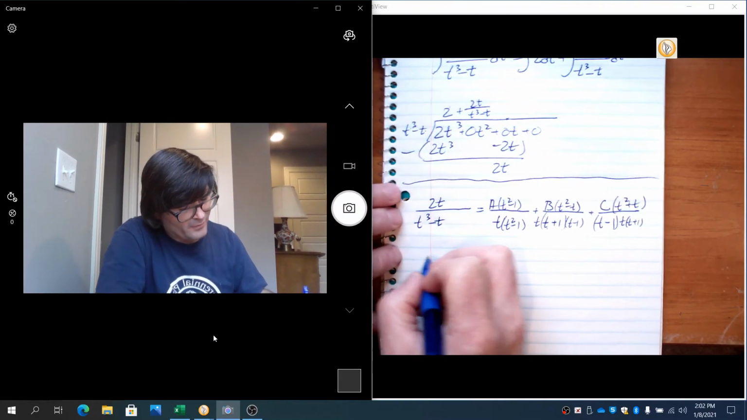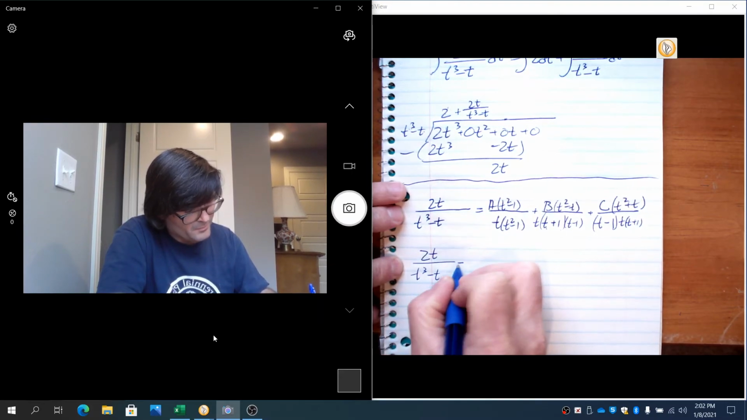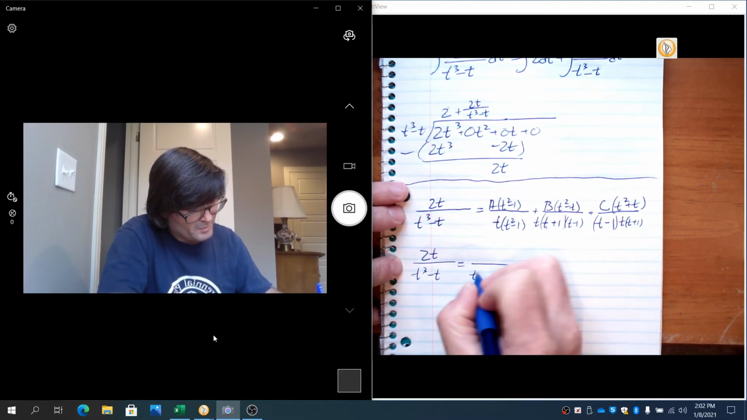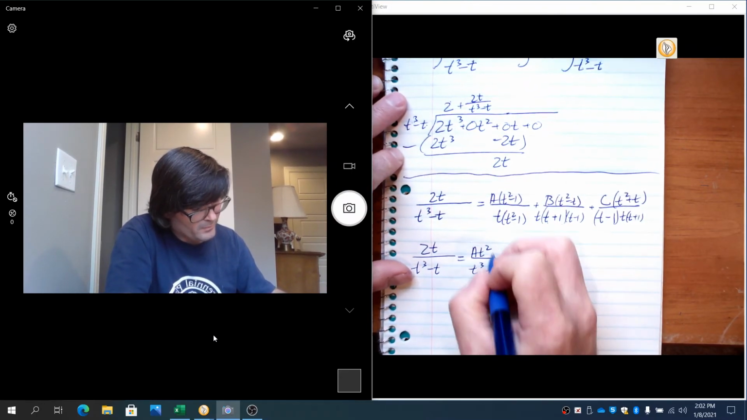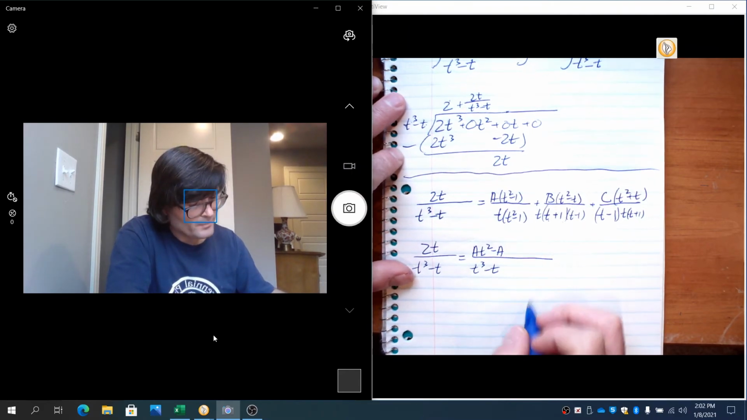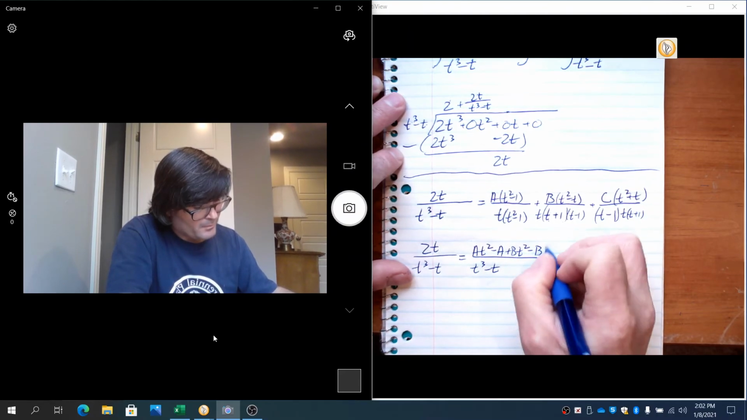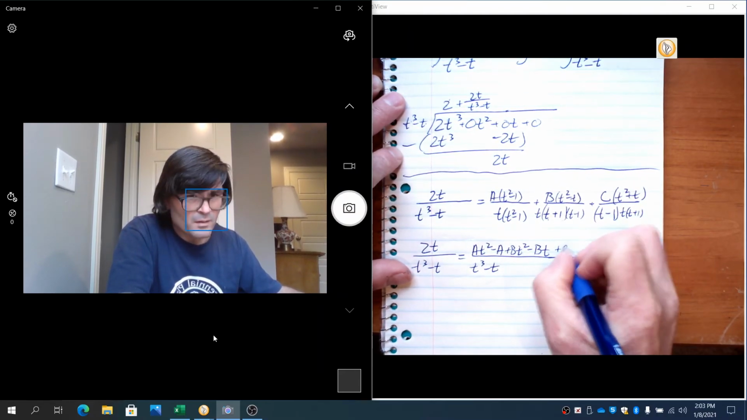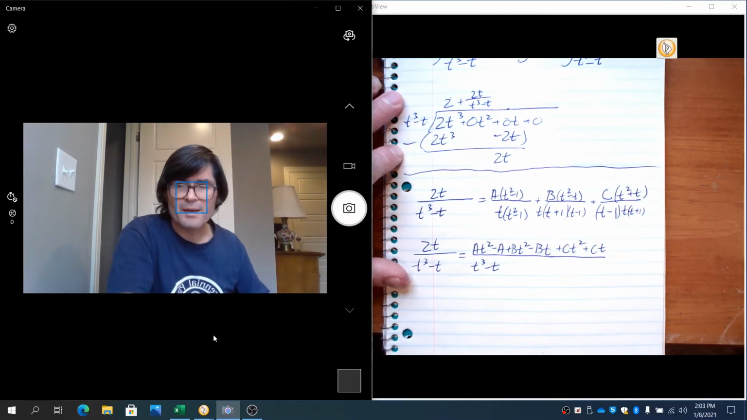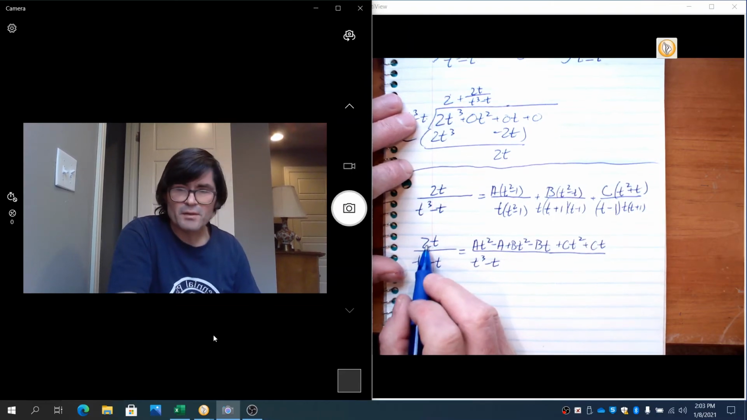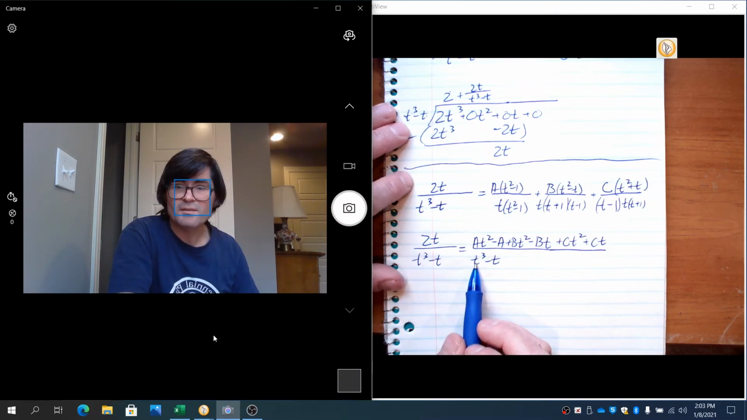So what you're going to have is 2t over t cubed minus t. And then downstairs you'll have t cubed minus t as well. And you're going to have At squared minus A plus Bt squared minus Bt plus Ct squared plus Ct. What a mess. And you just have a 2t over here. But the tops are the same. I'm sorry, the bottoms are the same, so thus the tops also have to be the same.